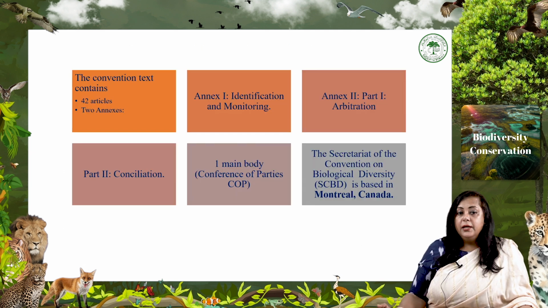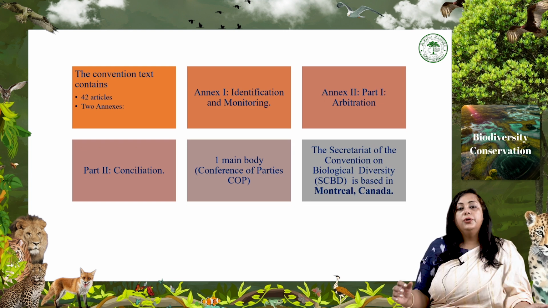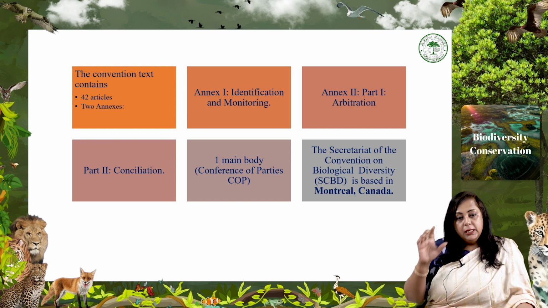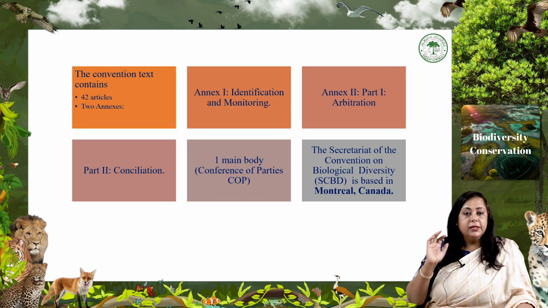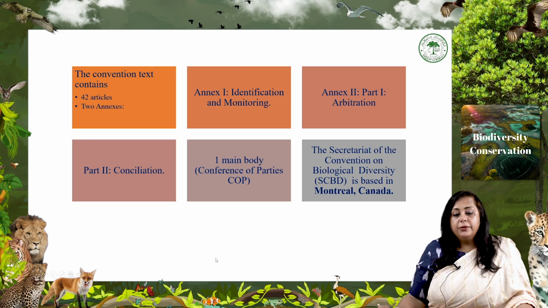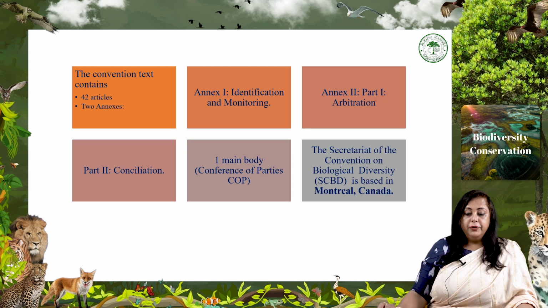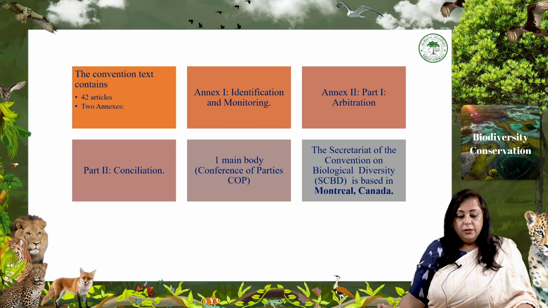This convention has a text. Every convention has a text, and the text has a body with some defined parts. There are 42 articles and 2 annexures. Annexure 1 is identification and monitoring. Annexure 2 has 2 parts: part 1 is arbitration and part 2 is conciliation.